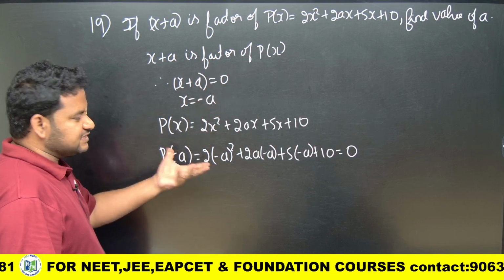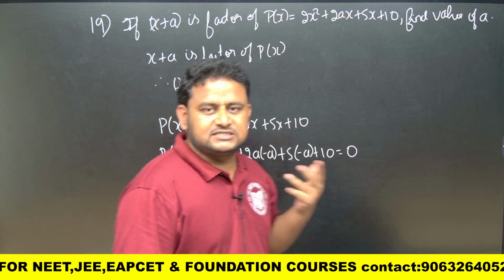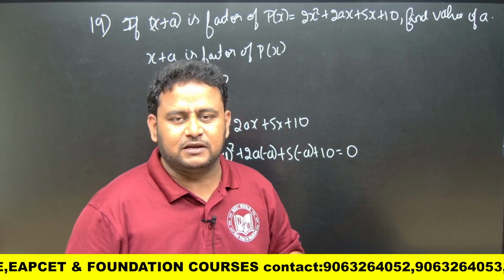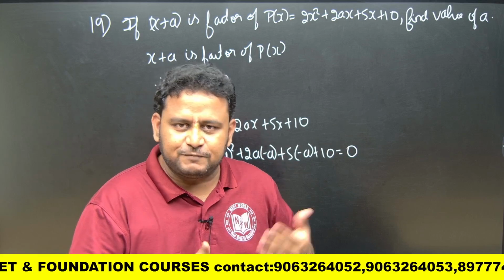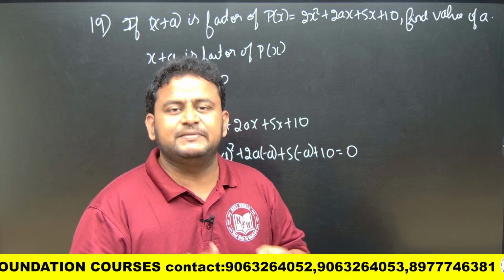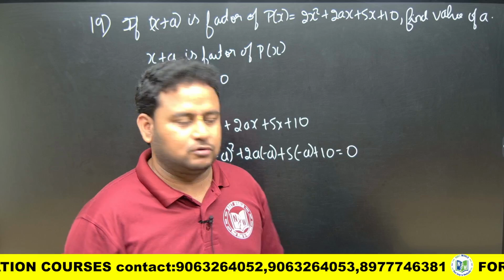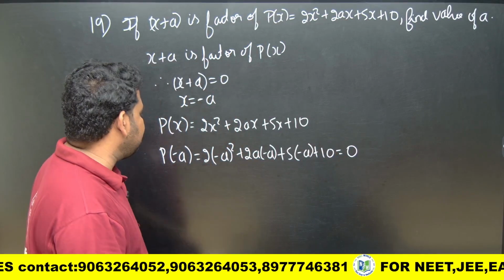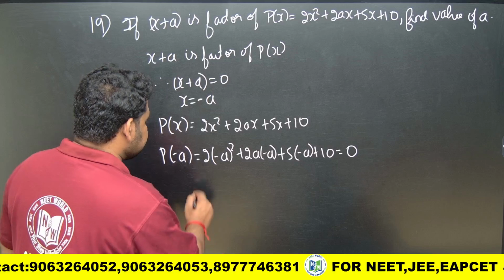So x equal to minus a is satisfying this polynomial. Satisfying this polynomial means that if I put that value for x, it should become equal to 0. So that's why I equated it to 0. Then I have to find the value of a. So what I can do here is simplify.